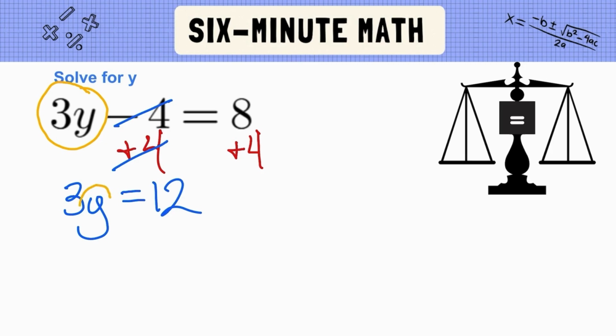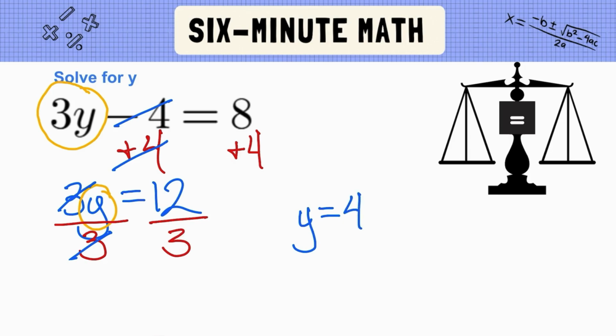At this point, I want my variable by itself, so I need to get rid of my coefficient, which is being multiplied with my variable. What is the opposite of multiplication? Well, that would be division. So I'm going to divide by that coefficient. And if I do it on the left side, I have to do it on the right side as well. 3 divided by 3 cancel each other off. And we're left with y equals 12 divided by 3 is 4.